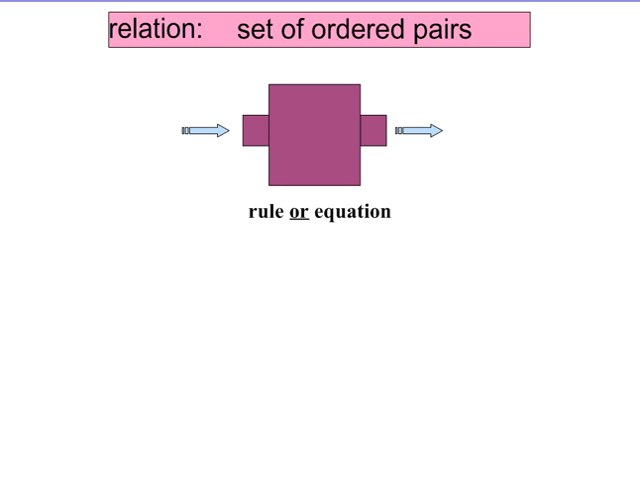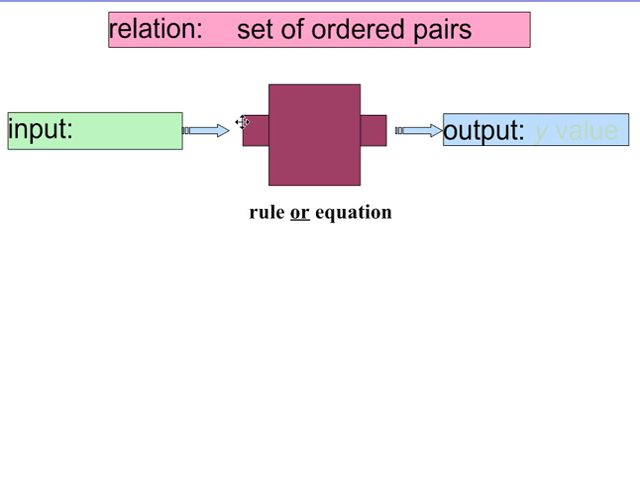And if we thought of a function machine or as a rule or an equation, we can take a look at an input going into that machine and then an output coming out. We can call that input an x value and our output would be a y value. So let's take a look at maybe how this might work.